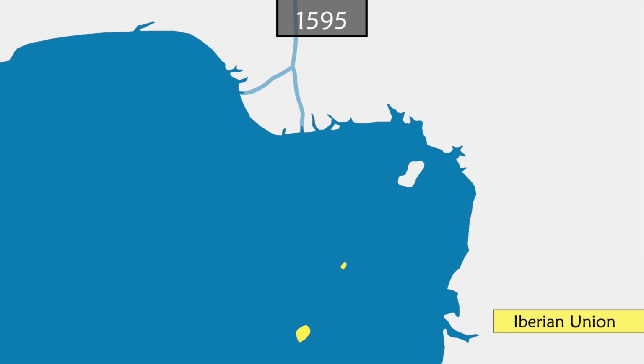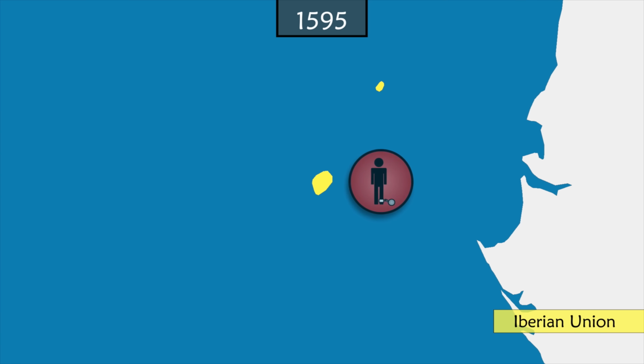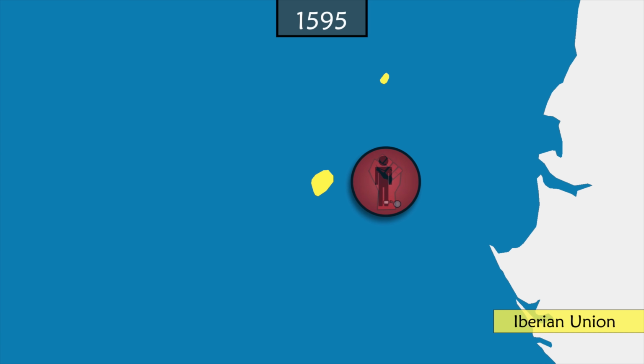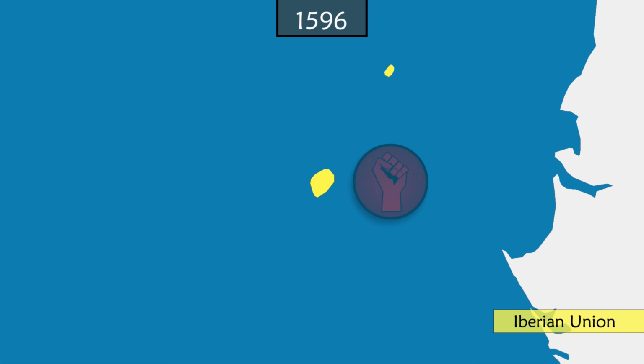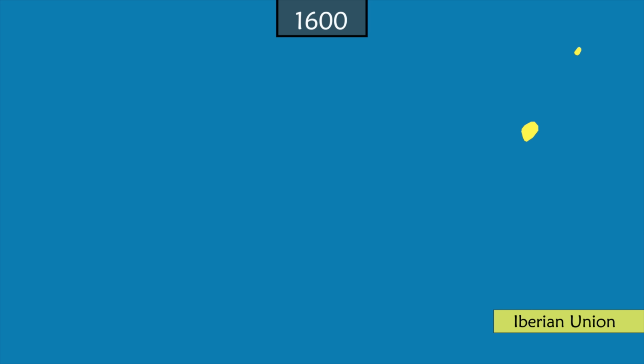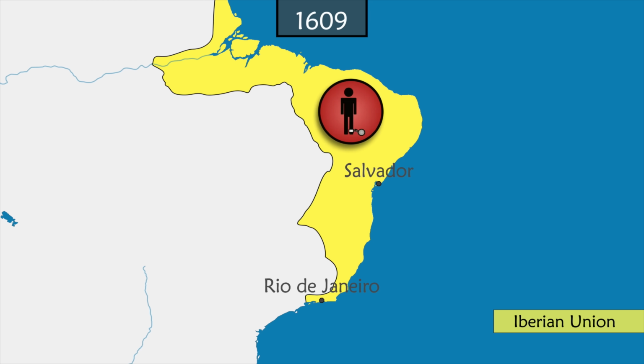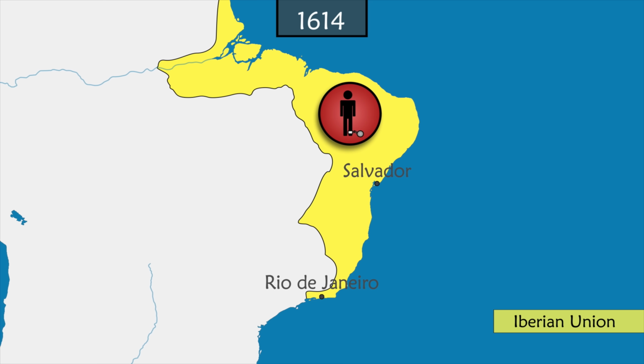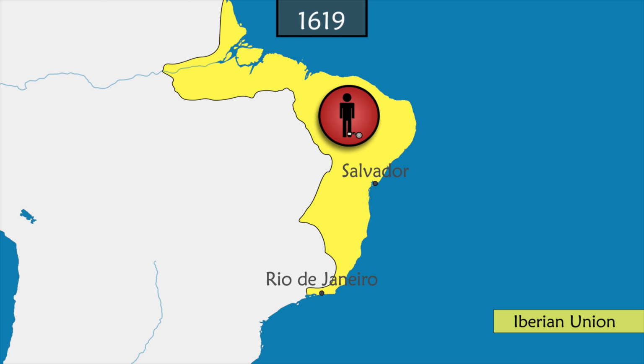In 1595, in São Tomé, the slaves, who are now in the majority, revolt. Portugal regains control, but the country is now giving more interest to the lands it controls in the Americas, where 300,000 slaves have already been sent to work in the cultivation of sugarcane.